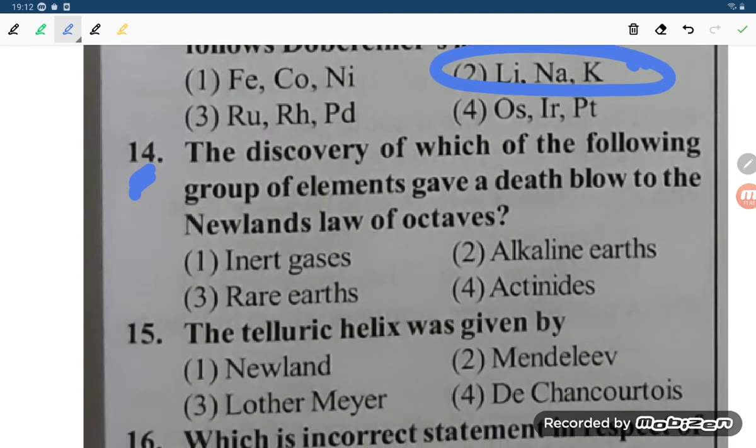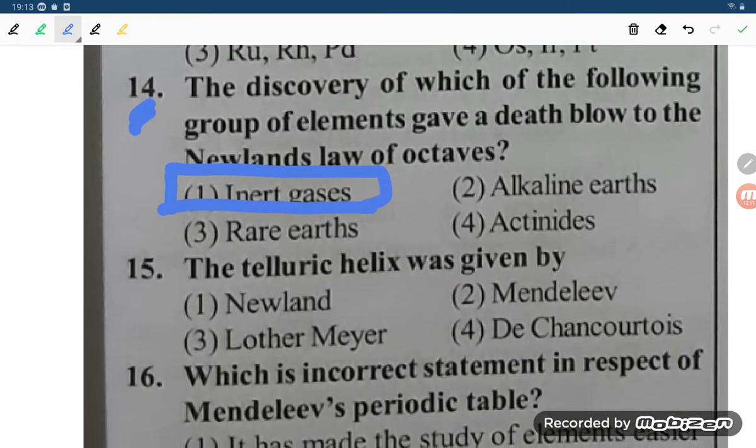The discovery of which of the following groups of elements gave the death blow to Newlands' law of octaves? They are saying that when the inert gases were discovered, every eighth element was supposed to have properties similar to the first element. After the discovery of noble gases, it becomes the ninth element. So the law failed, student.